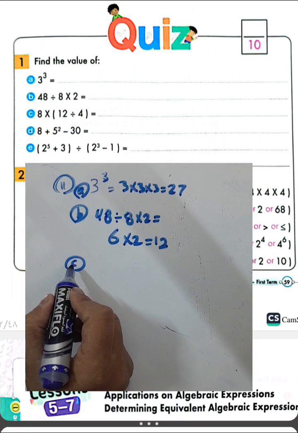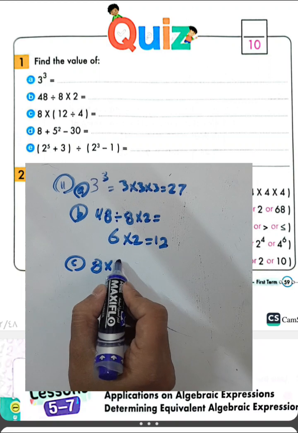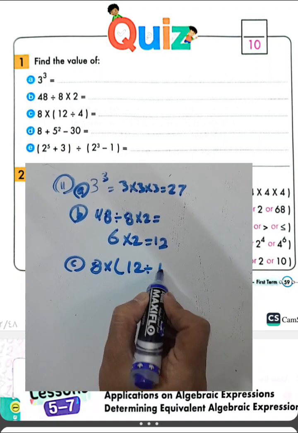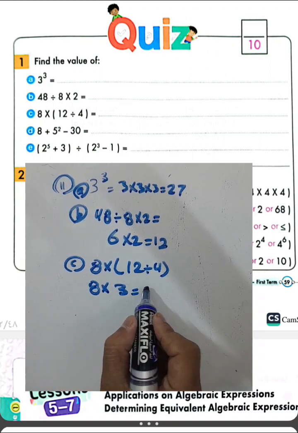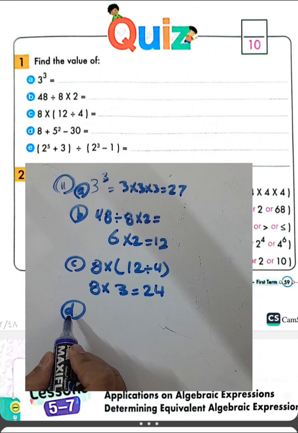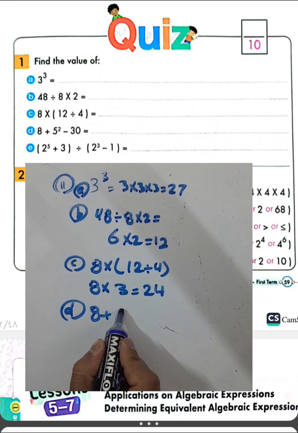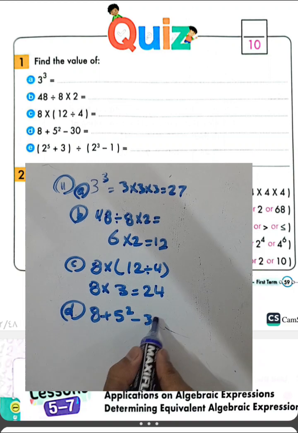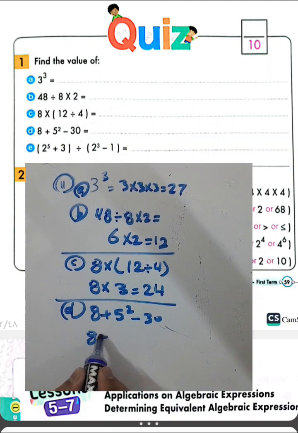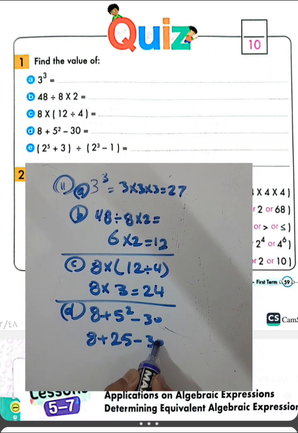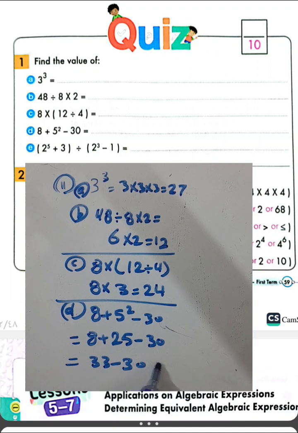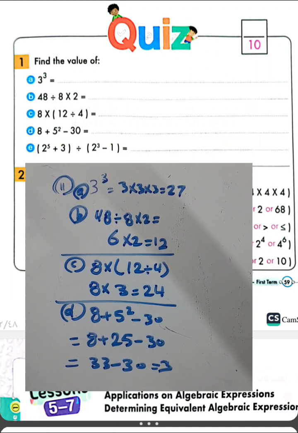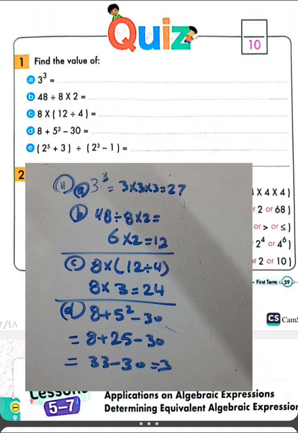Letter C, 8 times 12 divided by 4. Write 8 multiplied by 12 divided by 4, it will be 3. 3 times 8 will be 24. Question letter D, 8 plus 5 power 2 subtract 30. Write 8, and 5 power 2 will be 25. Subtract 30. 8 plus 25 will be what? It will be 33. Minus 30, the result will be 3. Understood? The result here will be what? 3. That was letter D. Letter E.